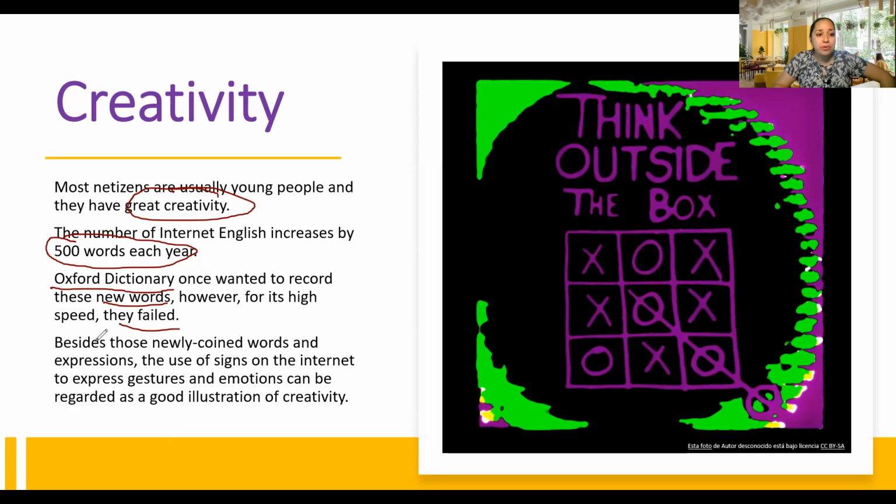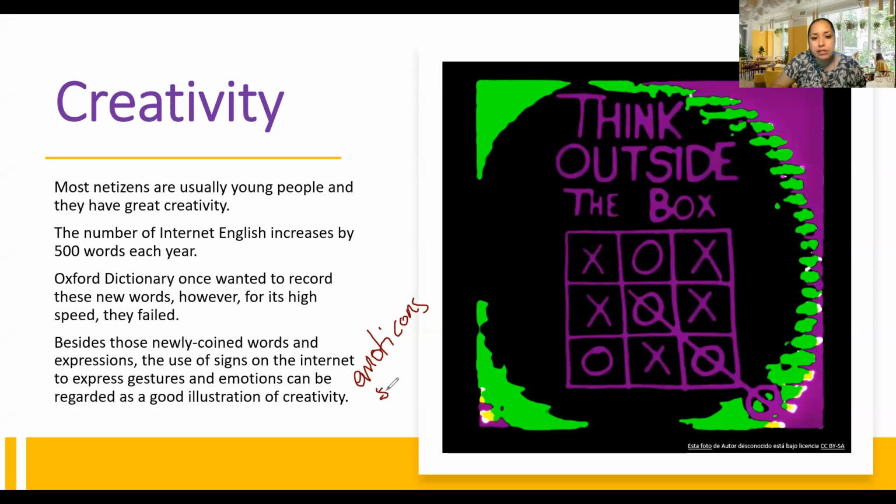Besides those newly coined words and expressions, the use of signs on the internet to express gestures and emotions can be regarded as a good illustration of creativity. And we can talk about emoticons. Emoticons, well, it should be just one M, because it's about emotions. Emoticons. And you have seen them a lot. And also right now, it's not just emoticons. Sometimes, in this type of communication, nowadays, in the 2020s, in this decade, it has become more common to use stickers.